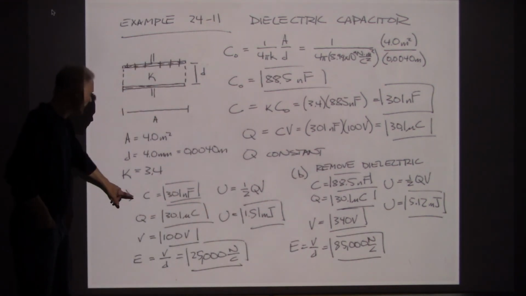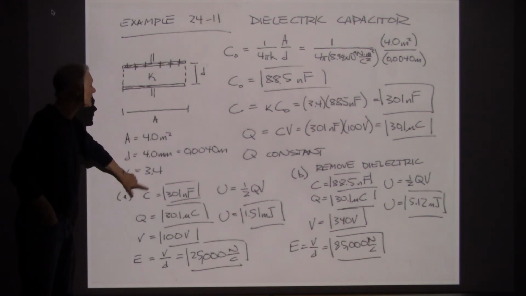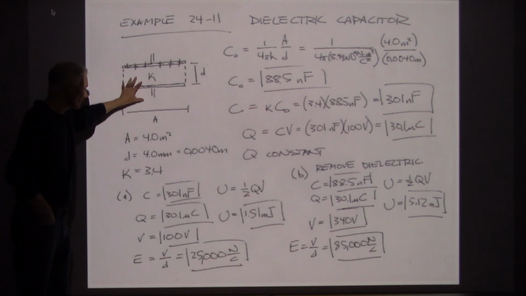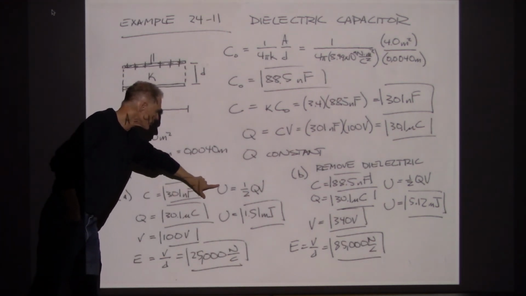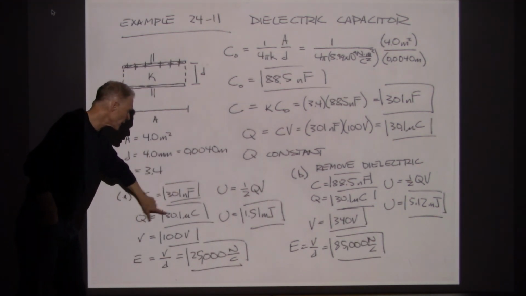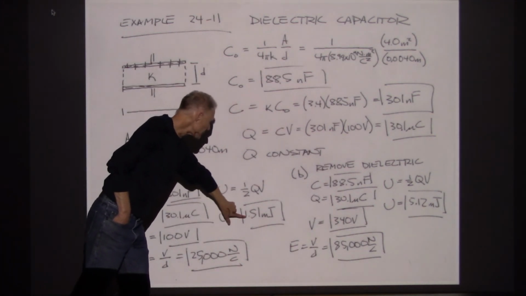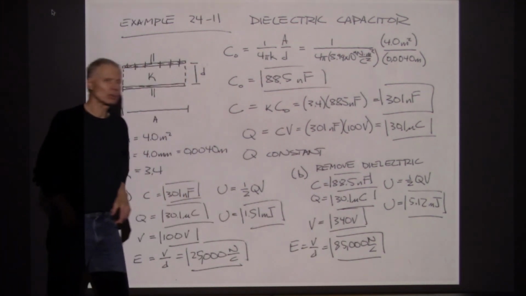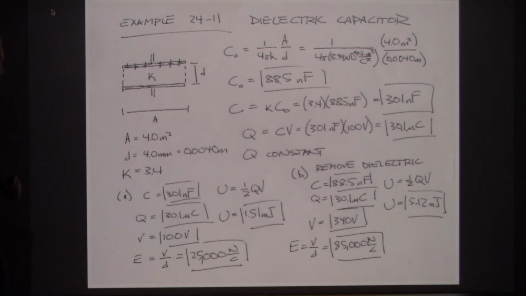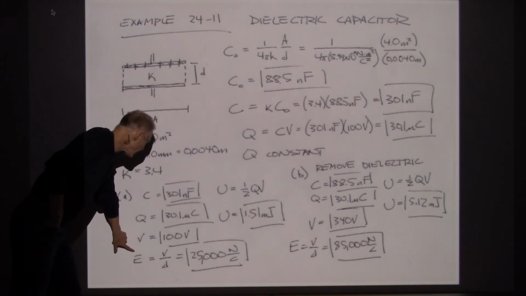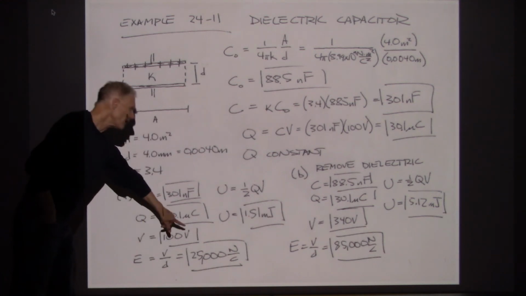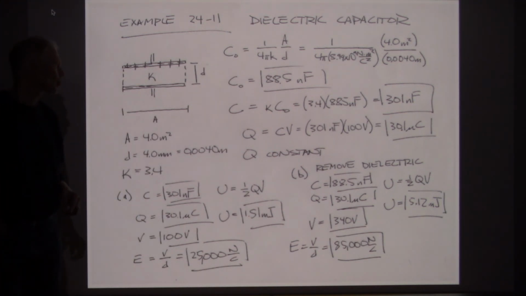So I've got this much capacitance with the dielectric in place. I can calculate the energy stored, and the energy stored here, using 1/2 Q times V, is going to be 1.51 millijoules. So check all the numbers on these. And the electric field then, I can calculate as V over d, and that's 25,000 newtons per coulomb.